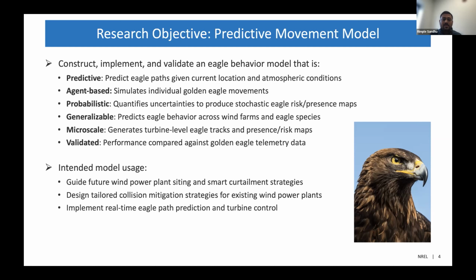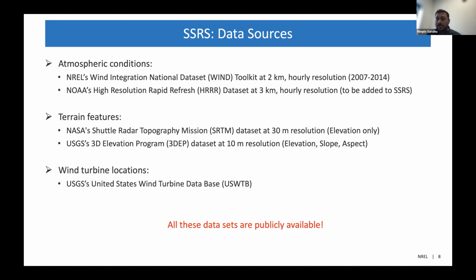We're using publicly available data sources, and that was one of the priorities for designing this tool: we want to make sure that anyone can use it for any region. So we're using NREL's Wind Toolkit that Carolina talked about earlier, NOAA's HRRR data set, and we are extracting terrain from NASA's SRTM, which is 30 meter, and the USGS 3DEP product that has 10 meter resolution in the US. That's quite high resolution terrain altitude, slope, and aspect information that we can use for our model.